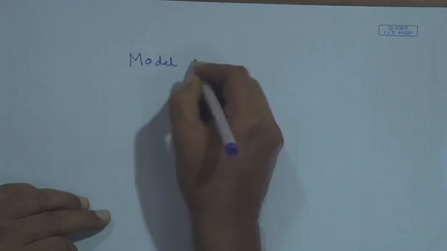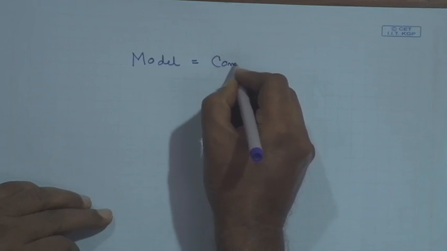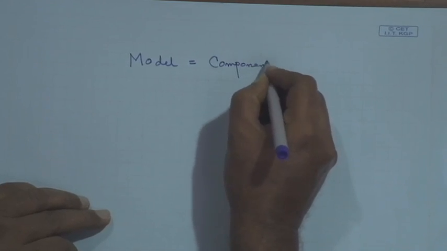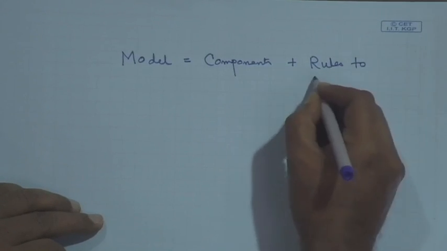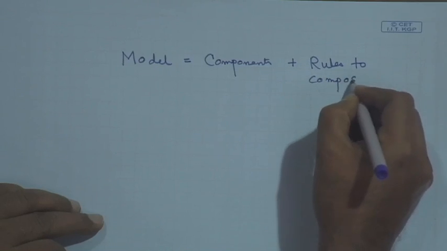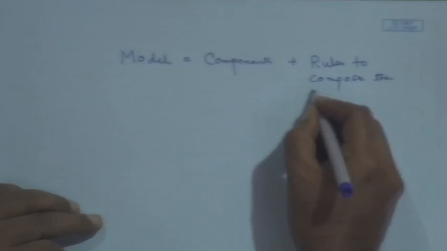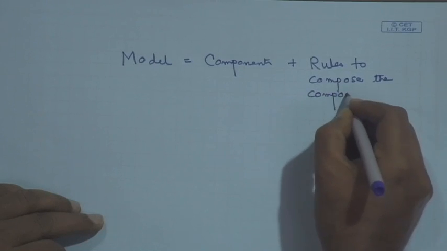So, I can just say that a model will be components plus rules to compose the components. So, there are two things: one is the behavior of the components, and the other is how they connect. How they connect means again how they communicate.